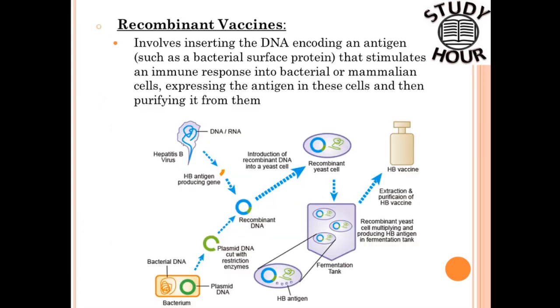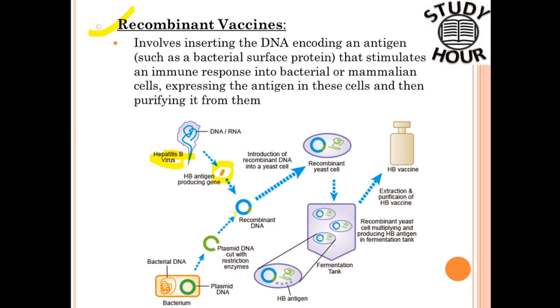Okay, then comes the last type of vaccine, that is recombinant vaccine. Now, recombinant vaccine uses recombinant DNA technology, and using this picture, it might become more clear. Let's take the example of hepatitis B virus vaccine. Okay, so in this, the hepatitis B virus, see, DNA or RNA is being shown, and the hepatitis B antigen producing gene will be cut using restriction enzyme, and only this part of the gene will be used in the vaccine.